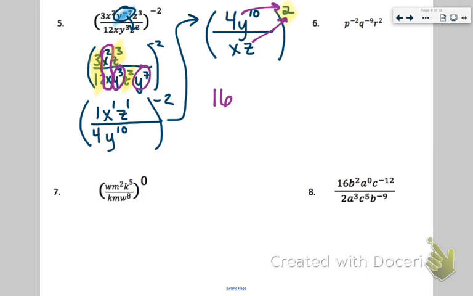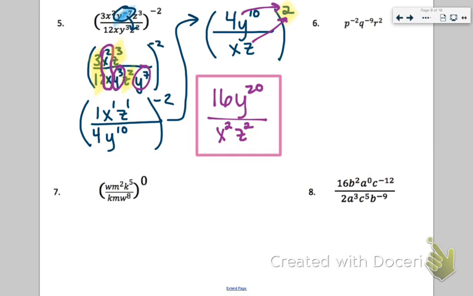4 squared is 16. Y to the 10th to the second, power to a power, we multiply and get y to the 20. Then x to the first to the second is x to the second. Same thing with z. Z is to the first power, then to the second. 1 times 2 is 2. Boom, done.